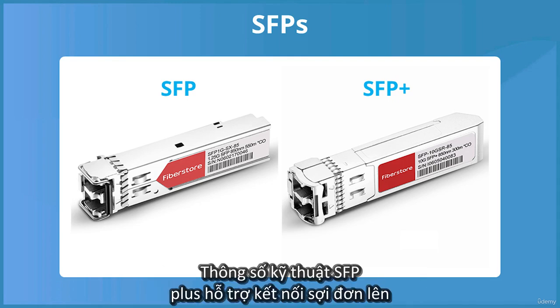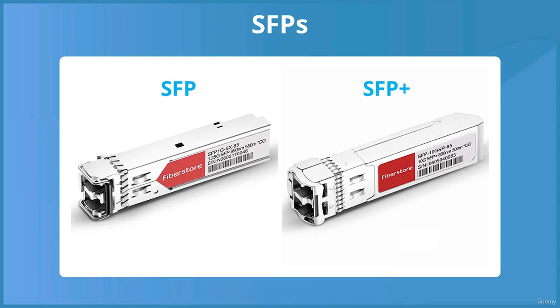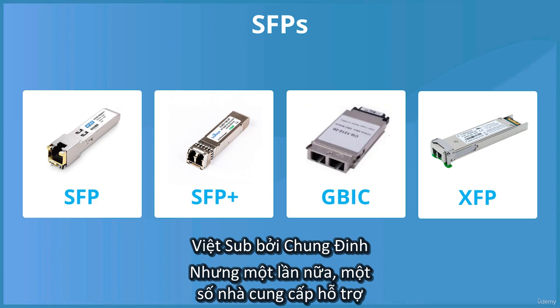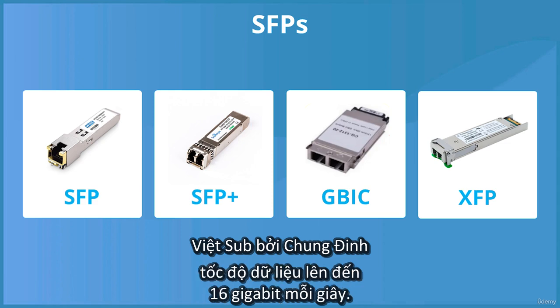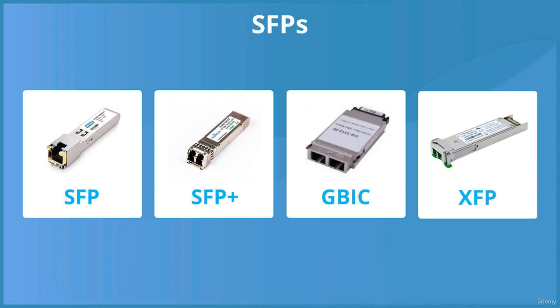The SFP Plus specification supports single-mode fiber interconnects to 40 kilometers, but some vendors support it up to 80 kilometers. SFP Plus modules are specified for fiber channel, FC, at up to 8 gigabits per second. But again, some vendors support up to 16 gigabit per second data rates. SFP Plus also supports WAN connections based on Optical Transport Network Specification, OTU2.